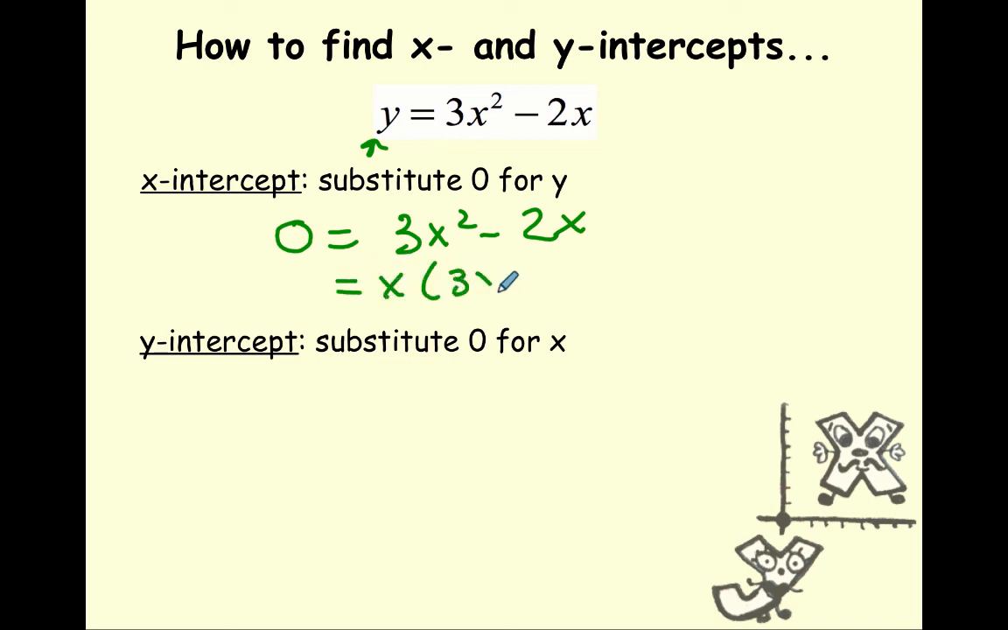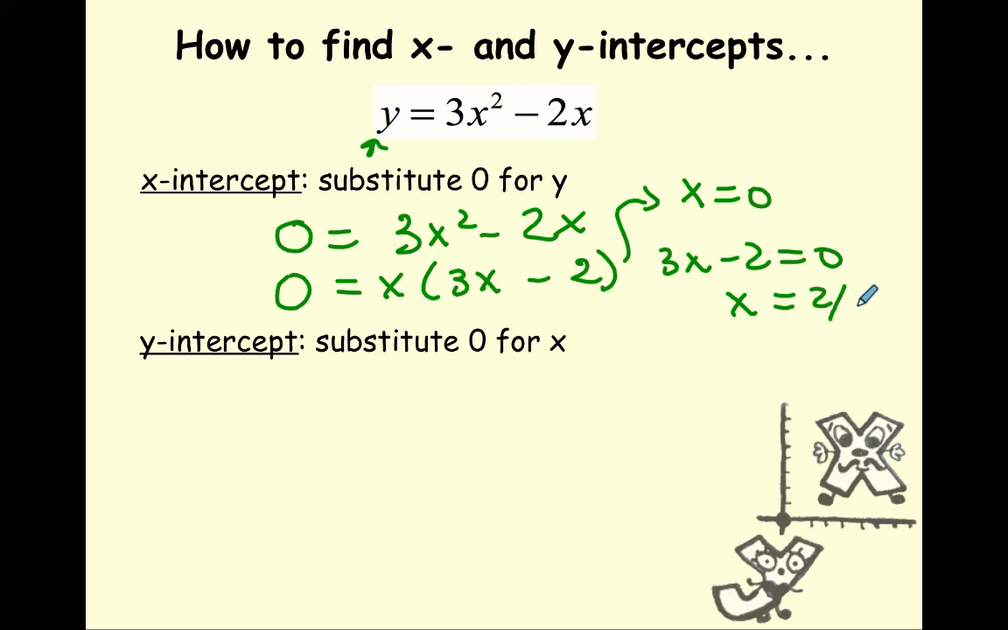And when I take it out, I'm left with 3x minus 2. And hopefully you remember that you take each of those and set them equal to 0. So x equals 0. 3x minus 2 equals 0, giving us x is 2/3. So I have an x-intercept at 0 and an x-intercept at 2/3.